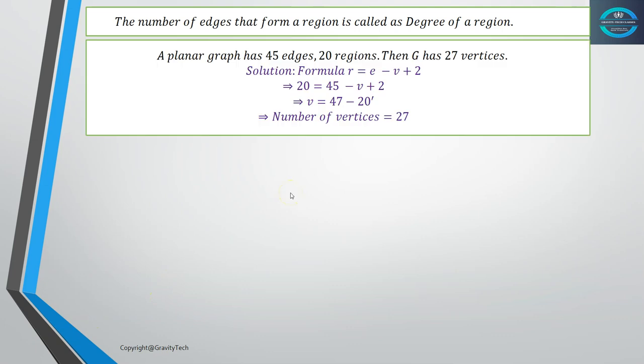Now a planar graph has 45 edges. Planar graph में कितने edges है? 45. And 20 regions are there. 45 edges, 20 regions are there, then G will have how many vertices? 27. Now, how we got that number?